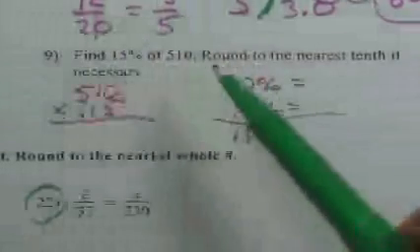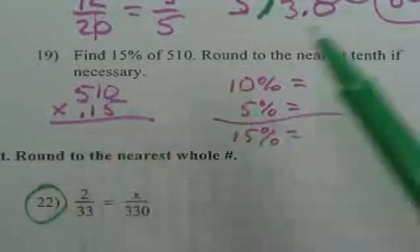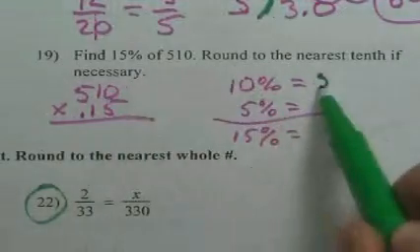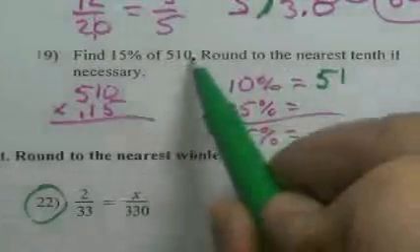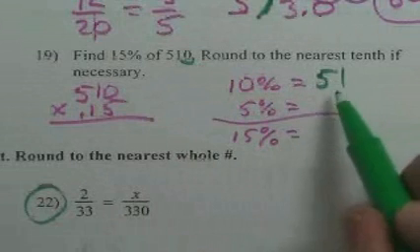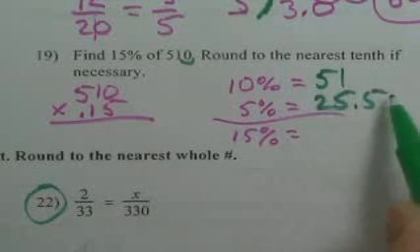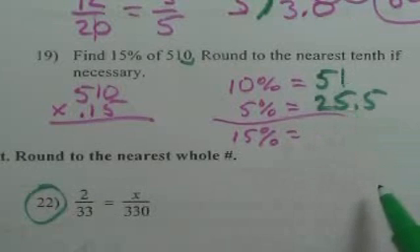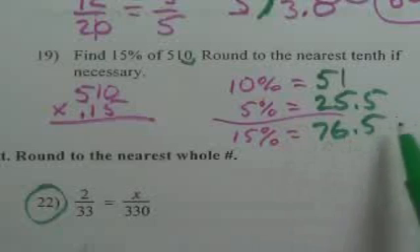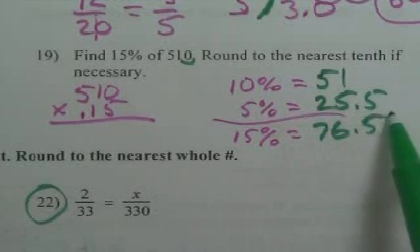Number 19, there's a couple ways you could do this. You could do 510 times 0.15, or you can do 10% and 5%. 10% is simply 51. Just move the decimal over 1. Half of 51 is 5%, and that would be 25.5, which is half of 51. So if you add all that up, that's 76.5. That would be 15%, 76.5.